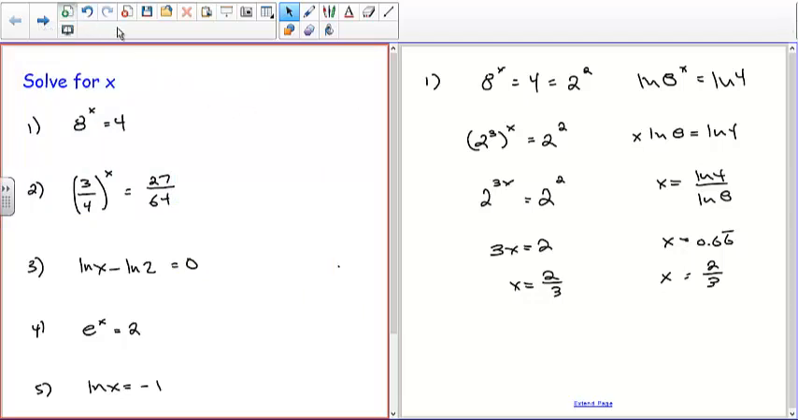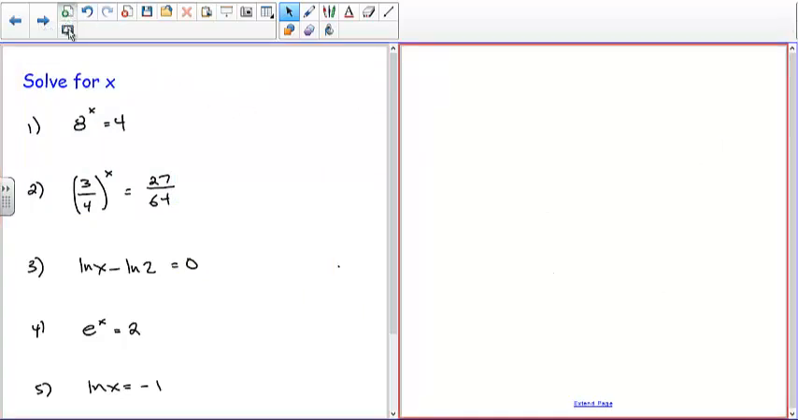I'm trying to add a page here. I'm not sure, my cursor's acting a little weird here.